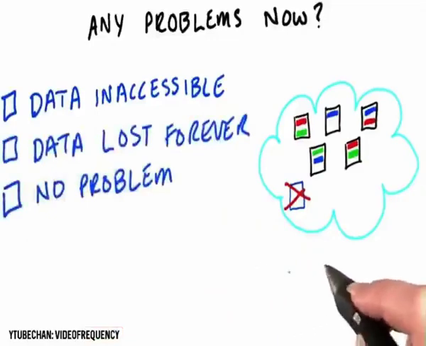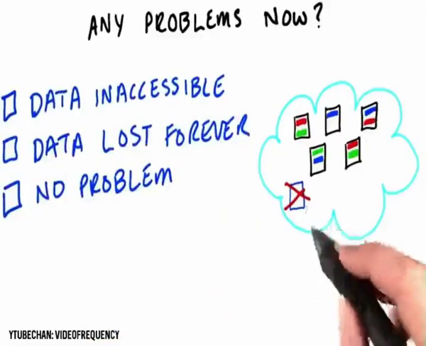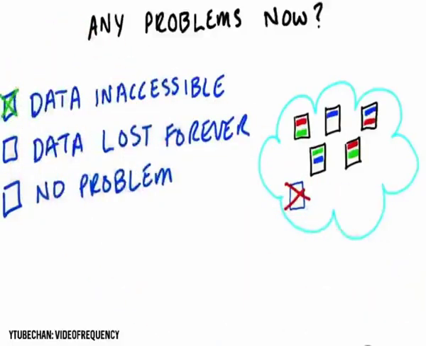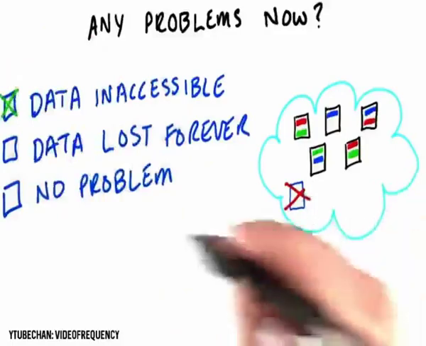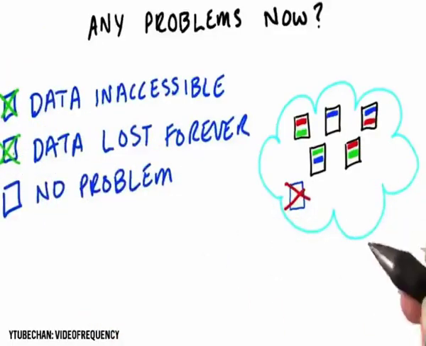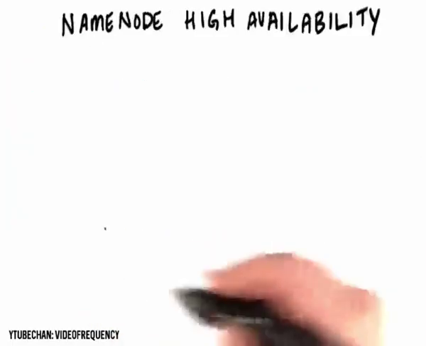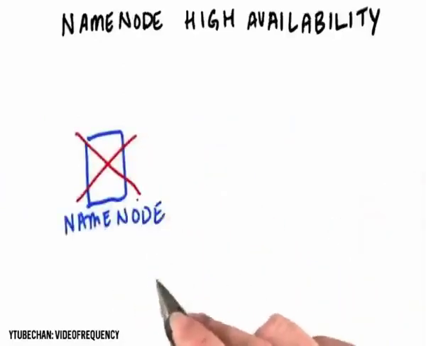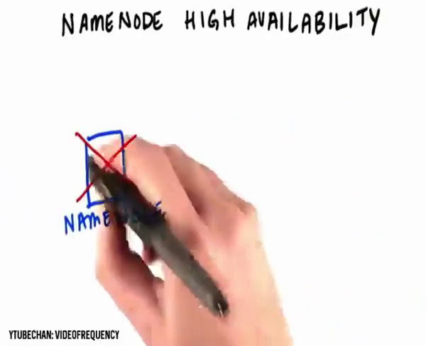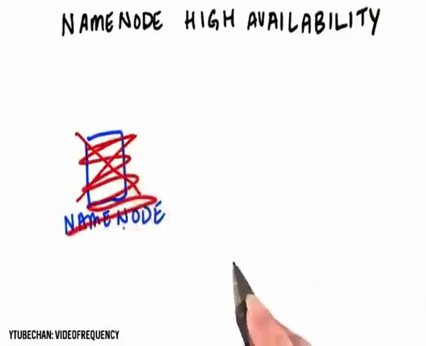If there's a network failure to the name node, then the data would be temporarily inaccessible. If the disk on the single name node were to fail, the data in HDFS could be lost forever. For a long time, the name node was a single point of failure in Hadoop. If it died, the entire cluster was inaccessible. If the metadata on the name node was lost completely, the entire cluster's data was lost.